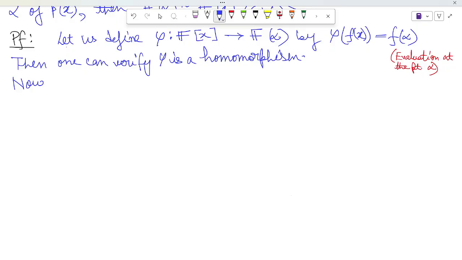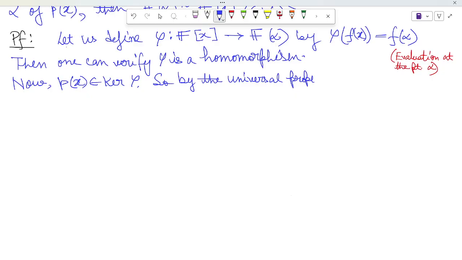Now p(x) belongs to the kernel of phi because p(alpha) is 0. So by the universal property of quotient ring, we have a map psi. It is the universal property.